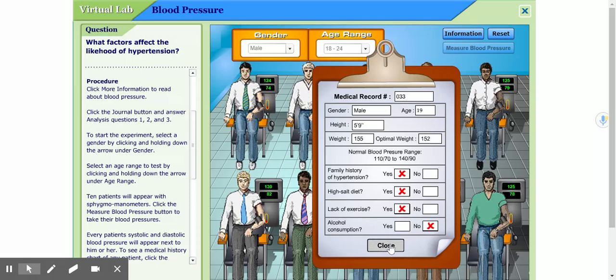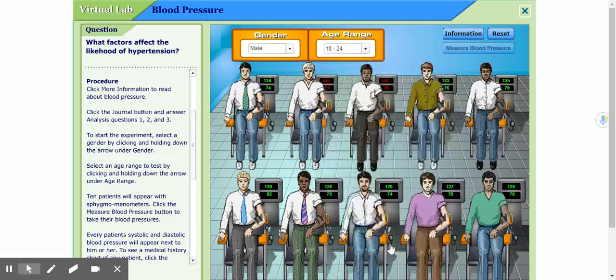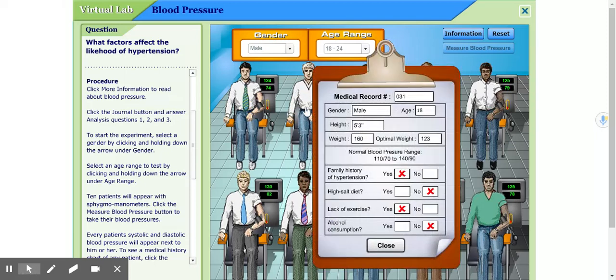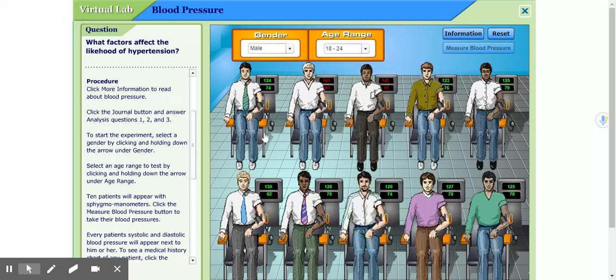033. So let's take a look at the medical record of the other one that is slightly outside of the normal range, and that's this one over here. And let's take a look at this medical record. Family history of hypertension: yes. High salt diet: no. Lack of exercise: yes. Alcohol consumption: no. And this person is 18. Again, I'm going to give you the average so that you can put that into your table.